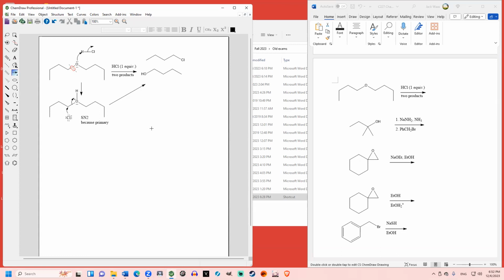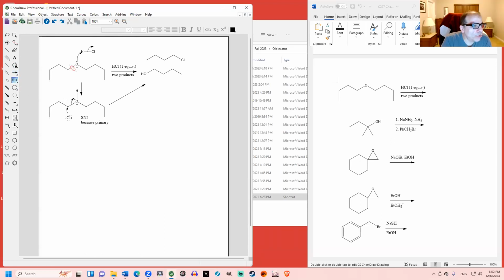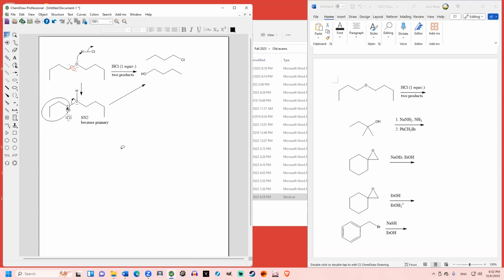Real quick, can you repeat what you called primary? I'm trying to circle it. This group here is what's primary. And the way you know it's primary is because it is a CH2 attached to the oxygen. The CH2 makes it primary. Falls into the definition of primary. Is that what you meant? Yeah. I just got confused. It looks secondary.